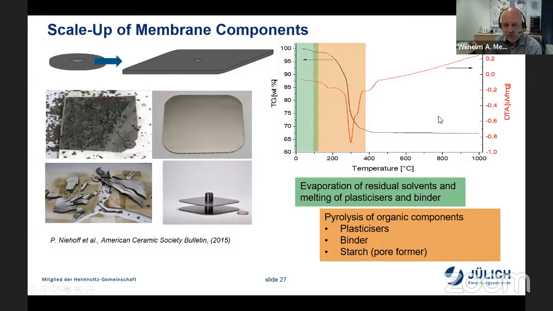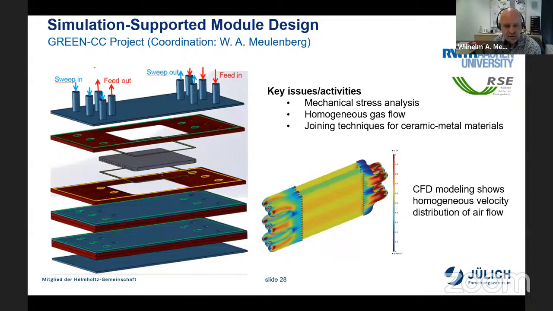And that is the reason for what you see in the graph here. The next step is then to build a stack. And that is what we did in a European project, which I coordinated. The stack was in principle very nice, but we had a lot of problems with the sealing in this stack. And that's the reason why we go today for a different design.